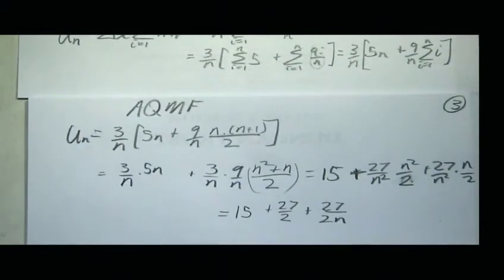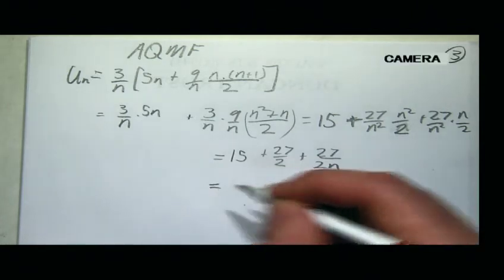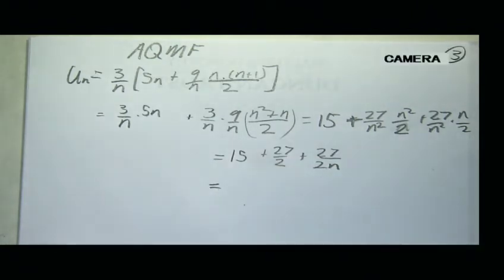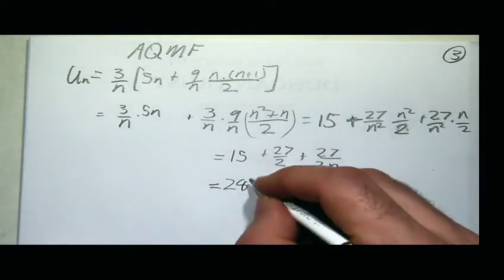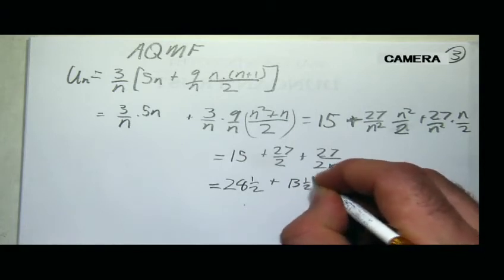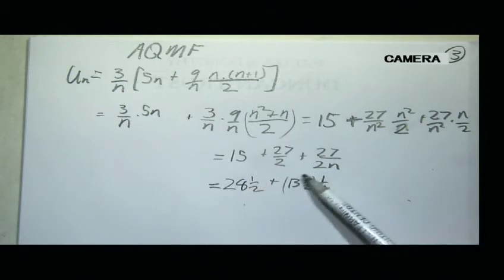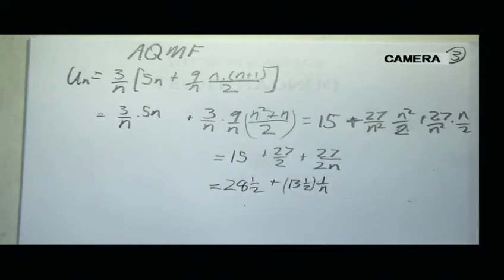Aha, sweet. Okay, so what we've done is we've used our summation rules to simplify this down. And so 27 on 2 is like 13 and a half, so 13 and a half plus 15 is 28 and a half, plus 13 and a half on n. Now, what we're seeing here with my sum is I've got a term which is a fixed number and my other bit which is dependent on n.